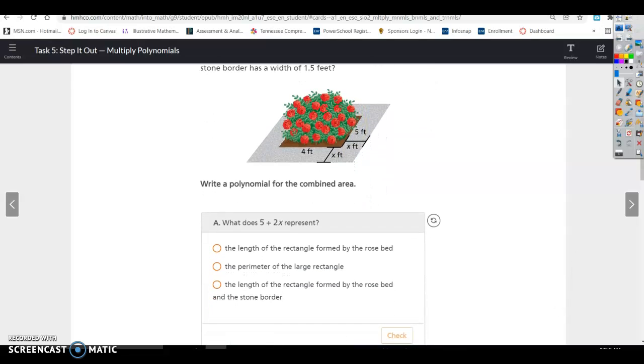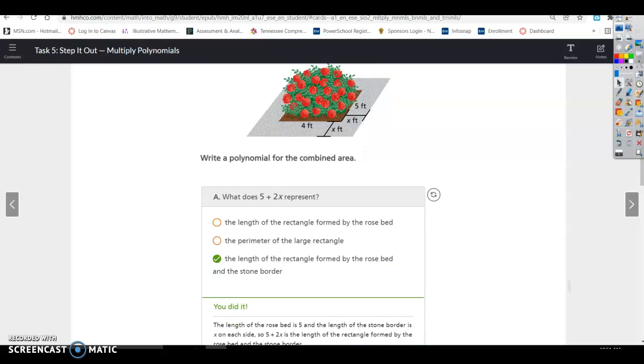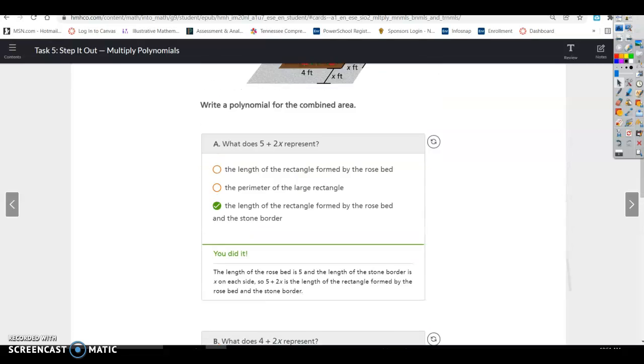All right, so it says write a polynomial for the combined area. So what does 5 plus 2x represent? Remember, there are 2 sides that are considered your length and your width. So it says the length of the rectangle formed by the rose bed and the stone border. It's going to be the length plus the border, because remember the 2x represents the border on both ends of the length also.